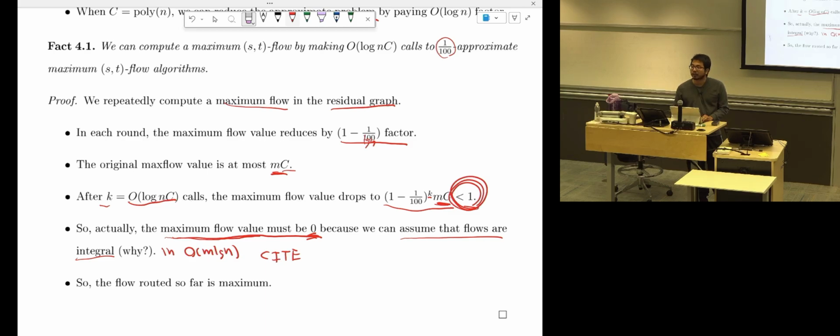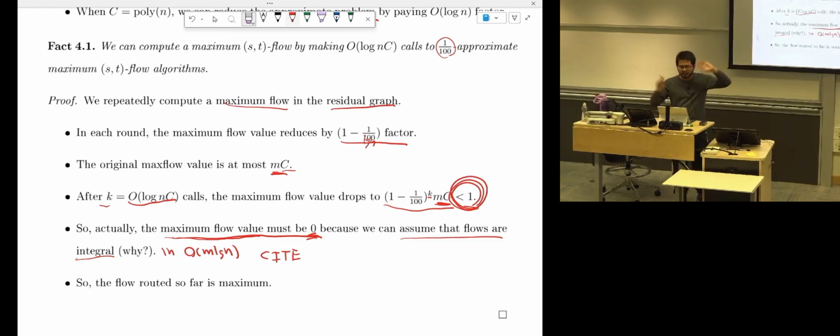I guess I'm wondering why you would choose to have a 1 over 100 approximation? Oh, this is arbitrary. Okay, gotcha, it's just some number. This can be totally anything, like 1 over 4, 1 over polylog. It would change, it would only affect the running time.